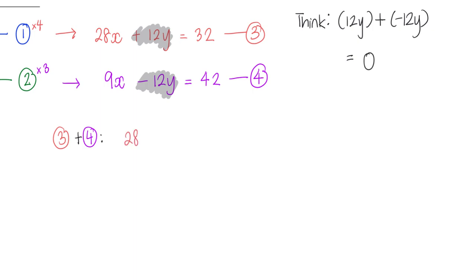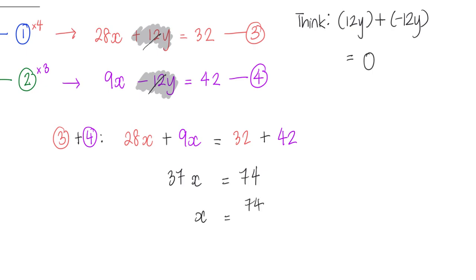So you will see 28x plus 9x. The y terms, after I add, will be equal to 0, so I don't need to write them anymore. 32 plus 42. And all we have to do is to solve this. Okay? So I will eventually have 37x equals 74. So my x will be equal to 74 divided by 37. I get my first answer for x.